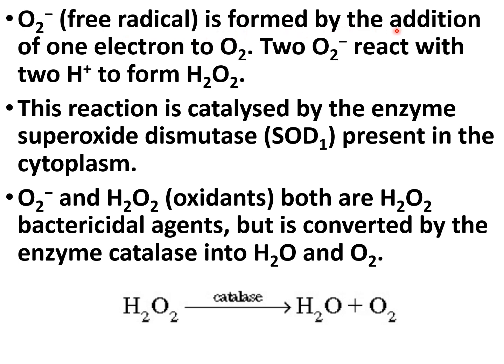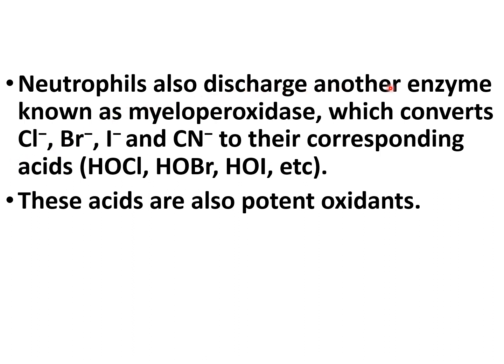The free radical is formed by the addition of one electron to oxygen. Now two free radicals react with two hydrogen ions to form hydrogen peroxide, and this reaction is catalyzed by the enzyme superoxide dismutase present in the cytoplasm. Both the free radical and hydrogen peroxide are bactericidal agents, but hydrogen peroxide is converted by the enzyme catalase into water, H2O, and O2. Neutrophils also discharge another enzyme known as myeloperoxidase, which converts halide ions into their corresponding acids, and these acids are also potent oxidants.